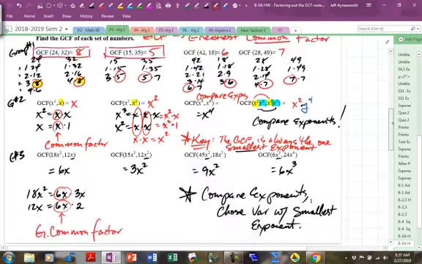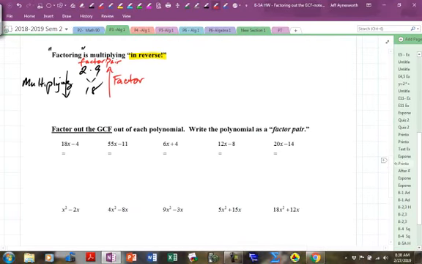So the question is, how do you factor polynomials? Let's say I ask you to take 2x times x minus 3, and I ask you to multiply these.